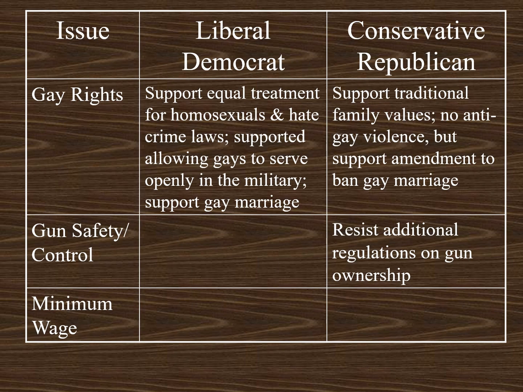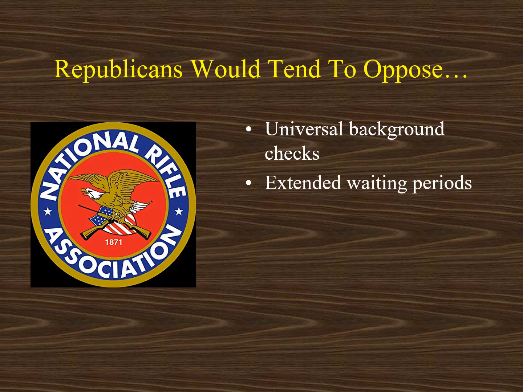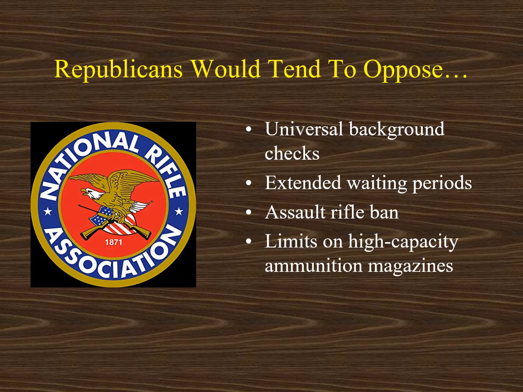When it comes to gun control, conservative Republicans would take the position that they would resist additional regulations on gun ownership. There are enough restrictions in place already. What kind of restrictions would Republicans tend to oppose? Well, many Republicans are supported by the National Rifle Association, the NRA, and many Republicans are uncomfortable with expanded background checks, and they're uncomfortable with extended waiting periods. Some people have talked about an assault rifle ban. Republicans would be opposed to that. And they also would be uncomfortable with limits placed on high capacity magazines for firearms.